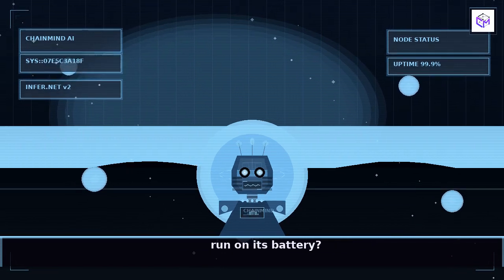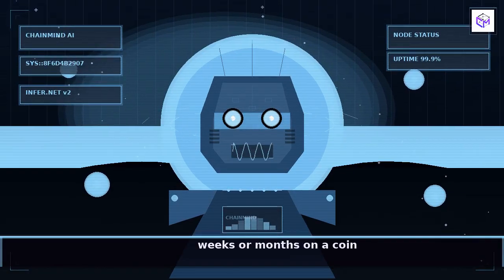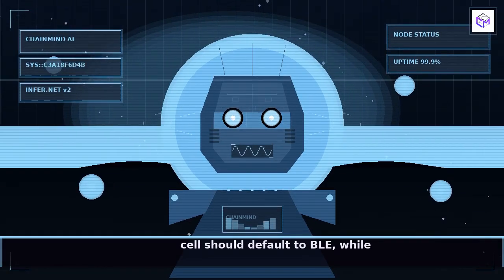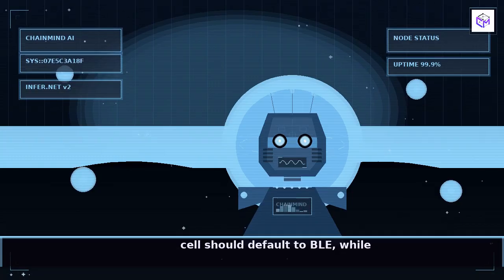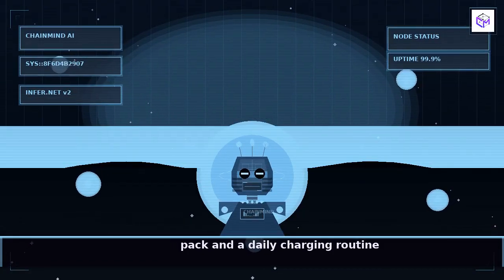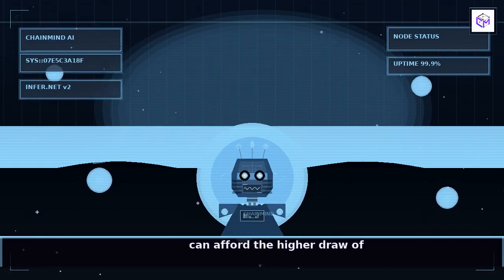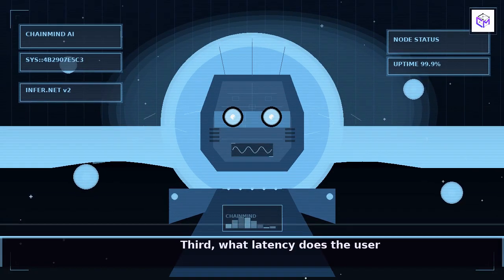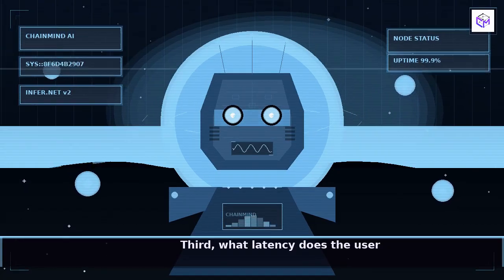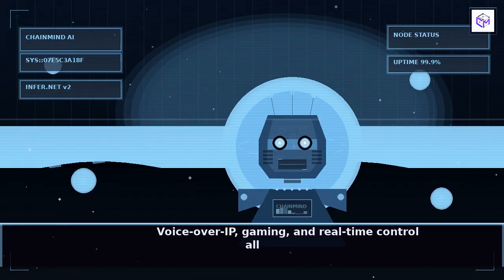Third, what latency does the user experience demand? Voice over IP, gaming, and real-time control all need sub-100 millisecond round-trip times, a domain where classic still shines. Contextual notifications, periodic sensor updates, or background data sync can tolerate a few hundred milliseconds of latency, making BLE perfectly adequate.